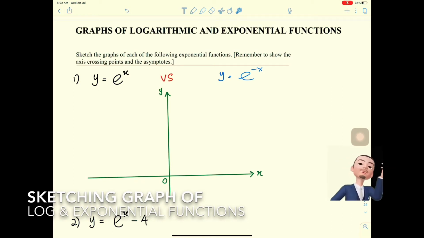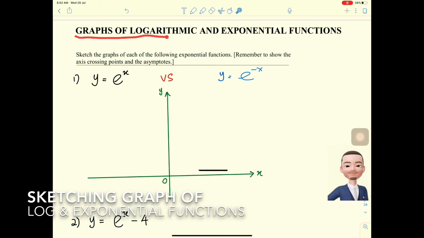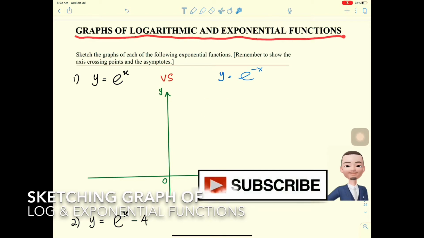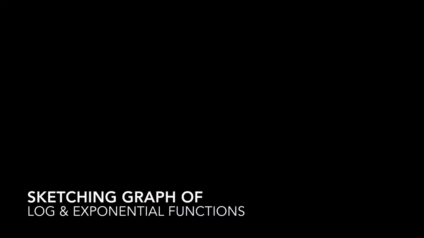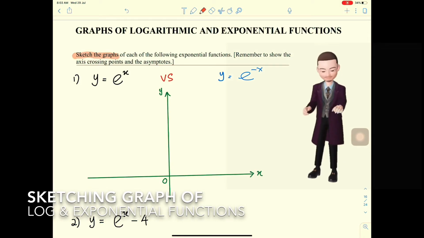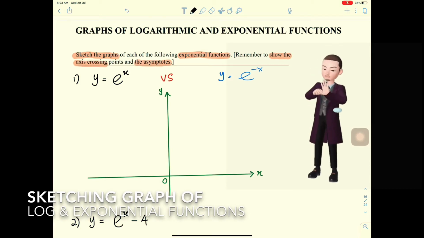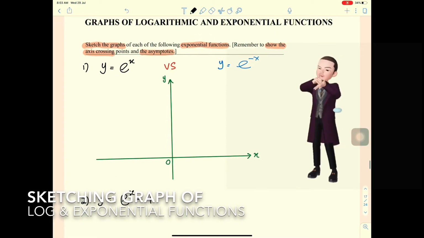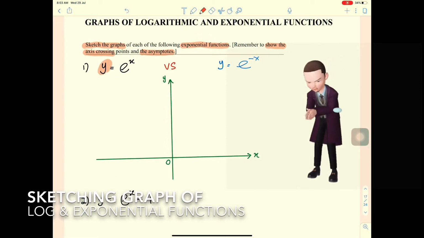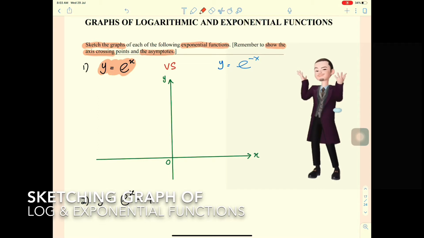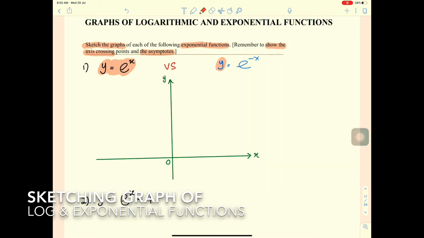Now let's continue with a new subtopic, which is graph of logarithmic and exponential function. The question asks you to sketch the graph of each of the following exponential functions. Remember to show the axis crossing and the asymptote. But first, let's get to know the basic graph for y equals e^x and y equals e^(-x).